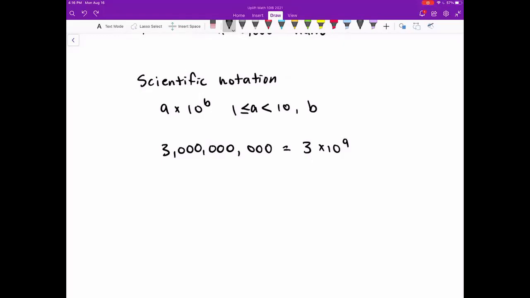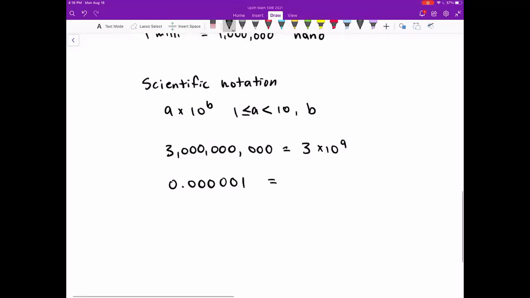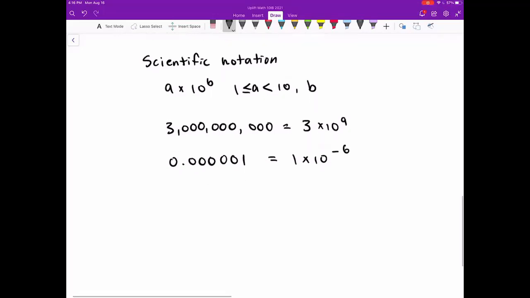Another example would be 0.000001. In scientific notation, that would just be 1 times 10 to the negative 6. So again, scientific notation is just a much quicker way to express large or small numbers.